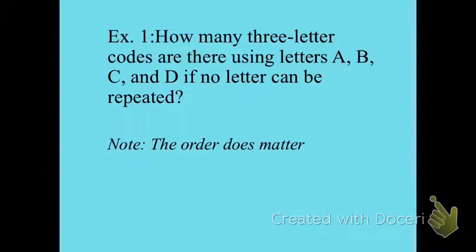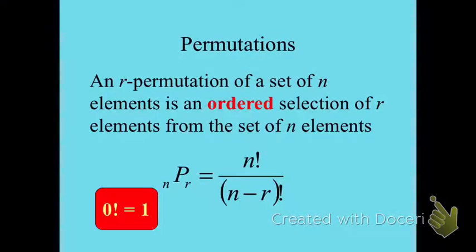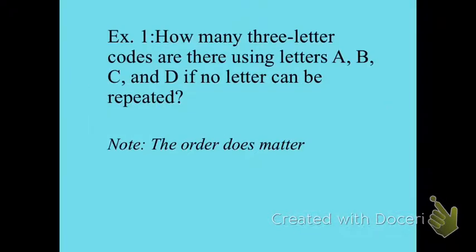I'm going to show you how to do it in the calculator here in a minute. r is like how many you're choosing. So in this example, it says how many 3-letter codes are there using A, B, C, and D if no letter can be repeated. So in this case, how many total options do I have? 4. And I am choosing how many of them? 3. So 4P3.